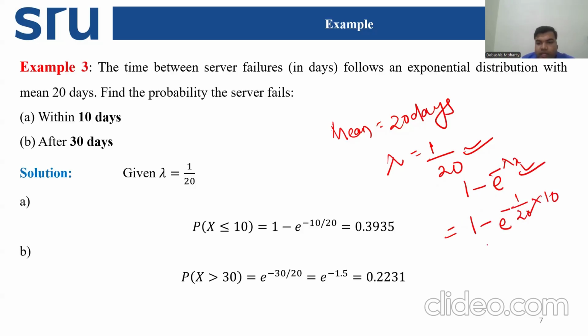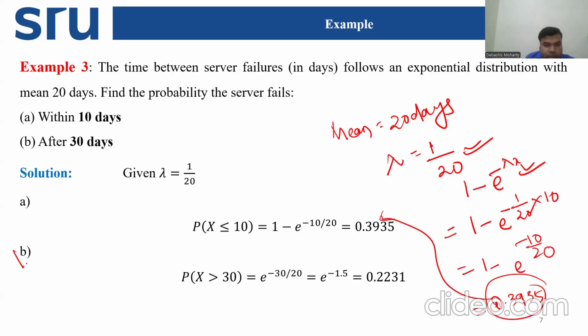X value is 10. So that is equal to 1 minus e raised to the power minus 10 by 20. That is 0.3935. This value. Okay, students. Then in question B, the probability we need to find is x greater than 30.